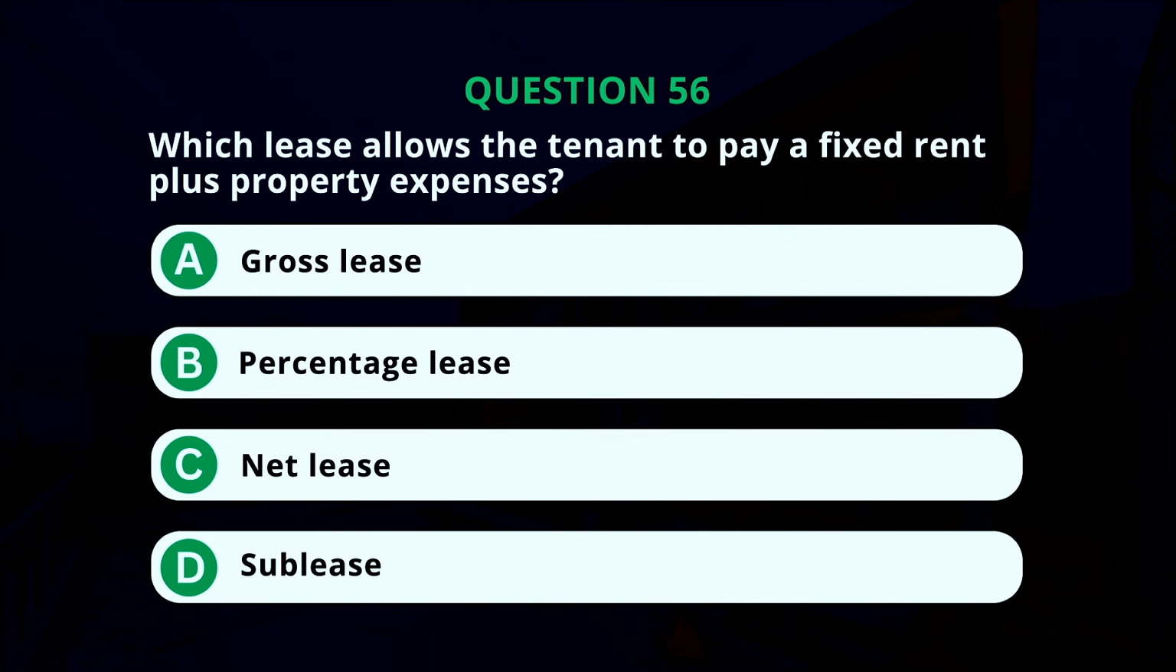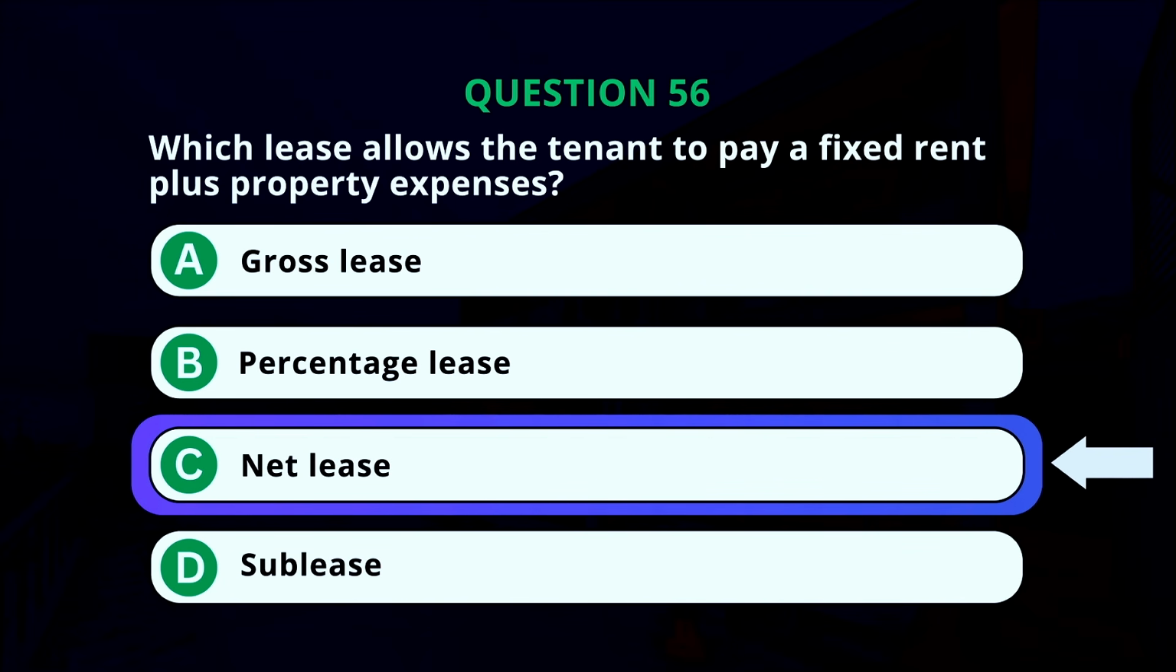Question number 56. Which lease allows the tenant to pay a fixed rent plus property expenses? Letter A, gross lease. Letter B, percentage lease. Letter C, net lease. Letter D, sublease. And the answer? Letter C, the net lease.